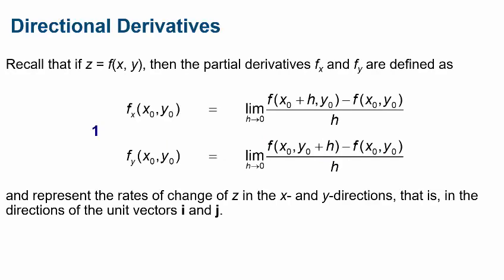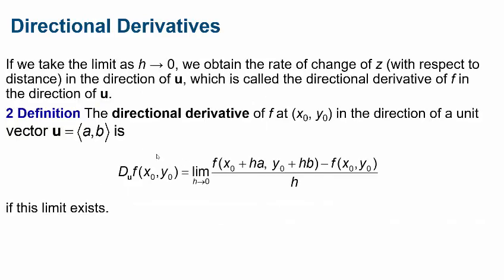Recall that if z is a function of x and y, then the partial derivative of f with respect to x and the partial derivative of f with respect to y are defined as the following limits. These represent the rate of change of z in the x and y direction, that is, in the direction of the unit vectors i and j. So if we take the limit as h goes to 0, we obtain the rate of change of z with respect to distance in the direction of some unit vector u, which is called the directional derivative of f in the direction of u.